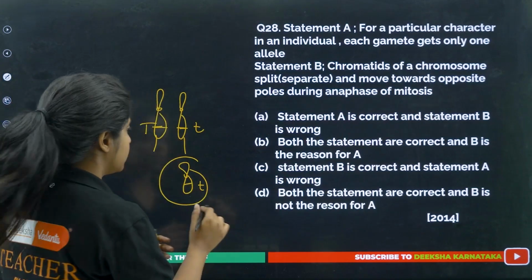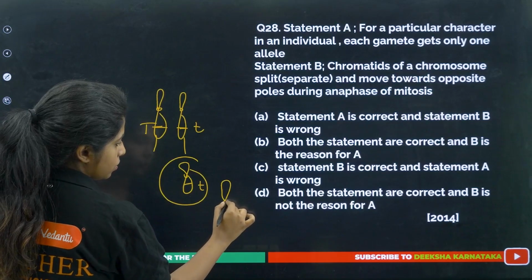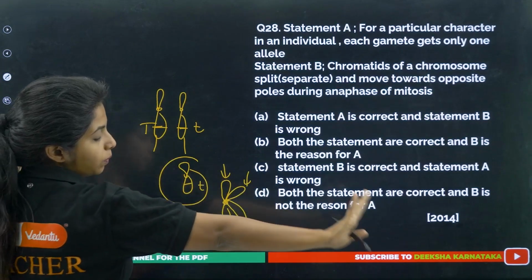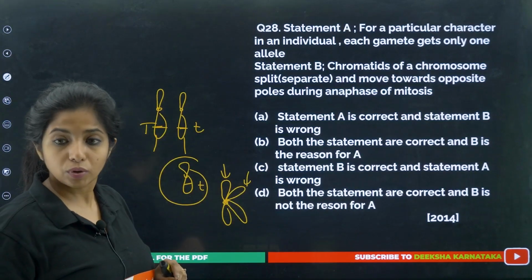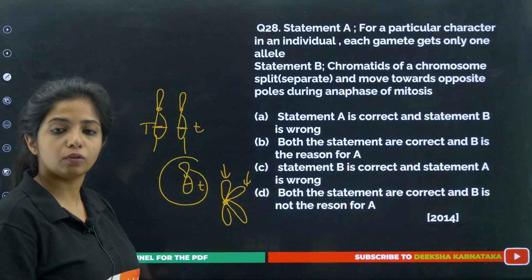Statement B: chromatids of a chromosome split and move towards opposite poles during anaphase of mitosis. So chromatids basically, for example, if you see this, children, these are the chromatids. This is one, this is second. Those are split and they go to the opposite poles during anaphase. Yes, during anaphase they are getting separated and they move to the opposite poles.